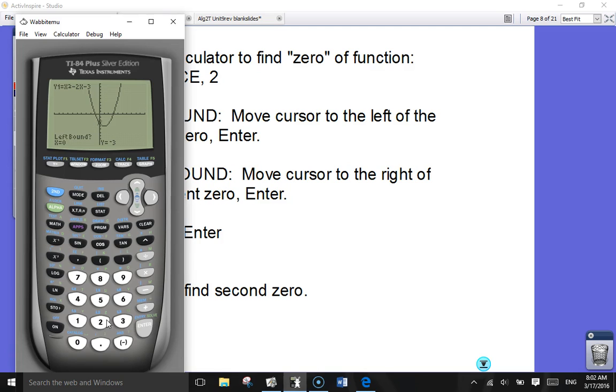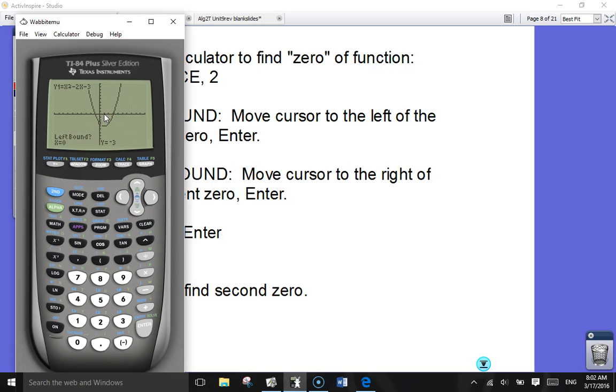The first question, when it says left bound, what it's asking for is an x value which is less than, to the left of, the 0 that you see. So you have to do this for each individual 0. Let's say I wanted to look at the one that I know is -1, but let's say I didn't know it was -1. I need to put in an x value which is less than that.